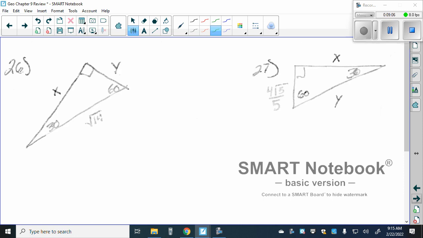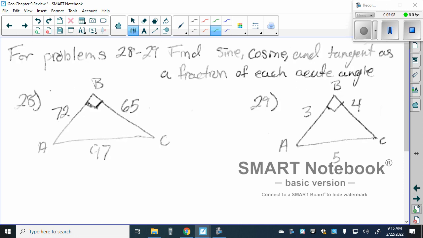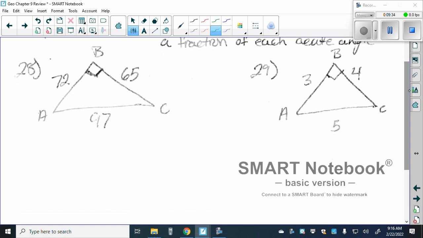So if we feel comfortable with these here, because I included a bunch, we can look at 28 and 29. These here are the exact same. Now these here, we're not actually asked to find any of the angles or side lengths. All 3 side lengths are given, yes? Find sine, cosine, and tangent as a fraction of each acute angle. So we can look at 28.